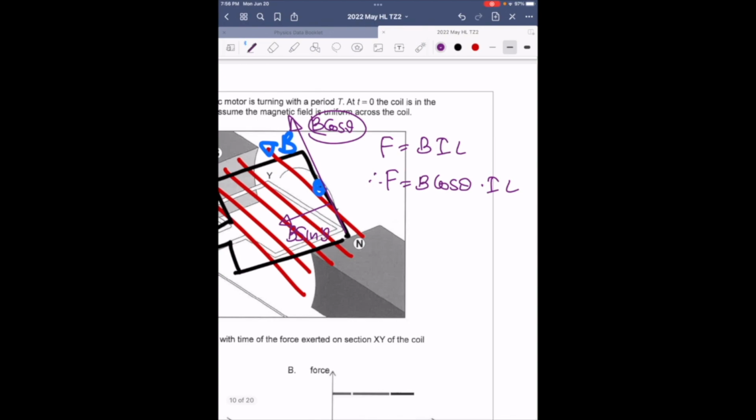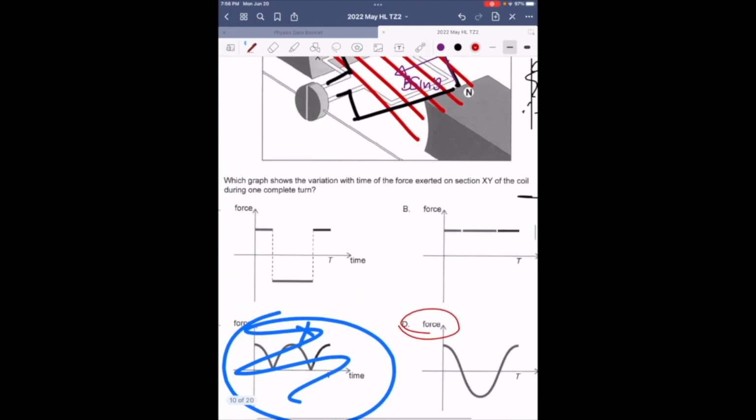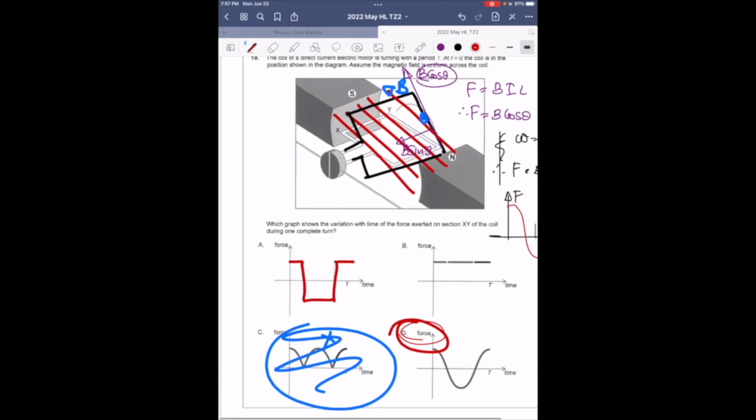Based on that, again we can understand this force. Now omega is theta over t, so I write F equals B cos omega t times IL. What is this? This is a cosine graph, right? So with time this force has to go in a cosine graph. Very good. So it should be something like this. So the answer has to be D. It is not some kind of jerky motion. It's a smooth rotation, right? So of course the answer has to be D.